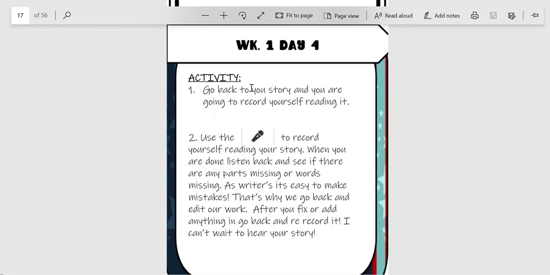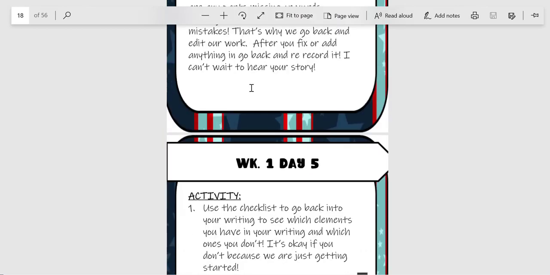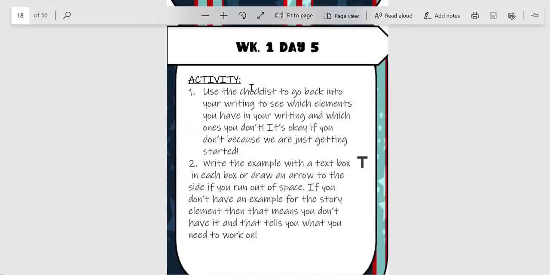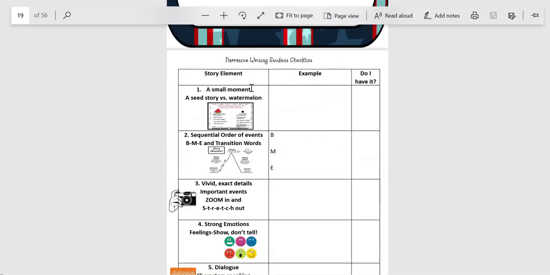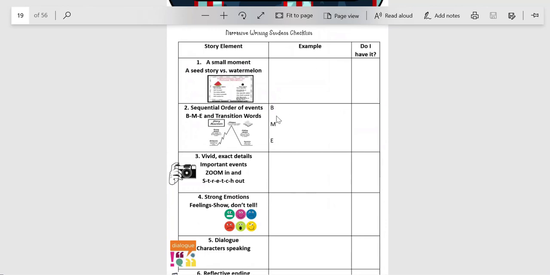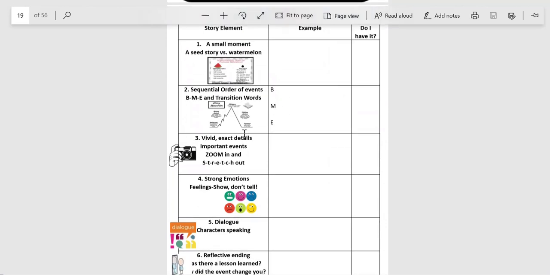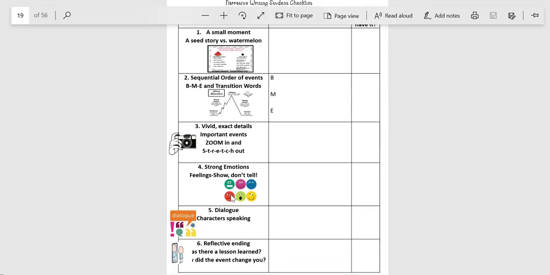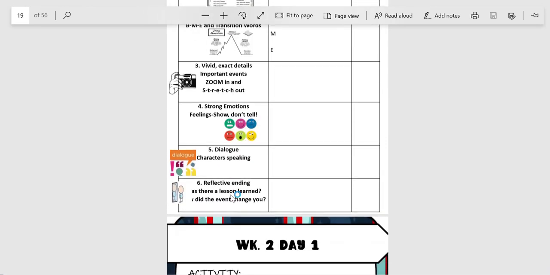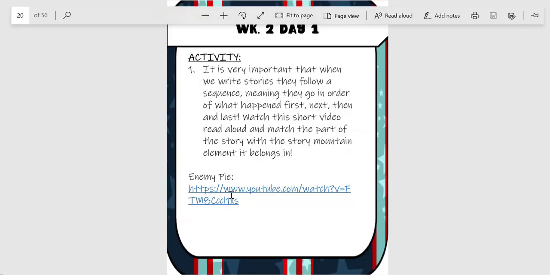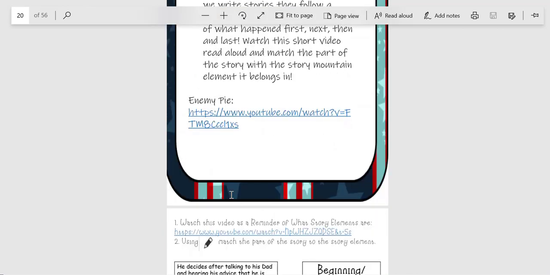Okay, they're going to be writing some more, recording themselves if that's a possibility, going back, editing, looking at the story elements. And then these are the things that we're going to be focusing on in the rest of the unit. Did the story go in sequence? Can they add details? Can they show their emotions? Can they have dialogue? And then thinking just like, did this character learn a lesson in the story that they wrote?